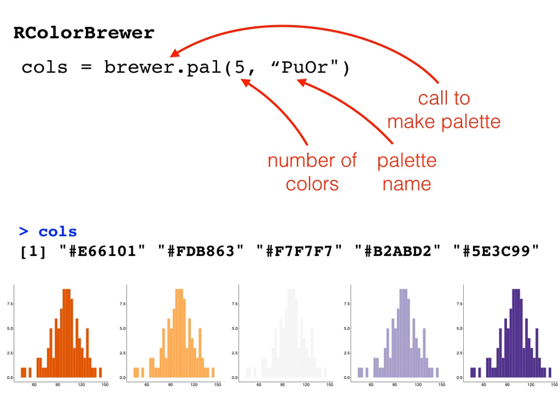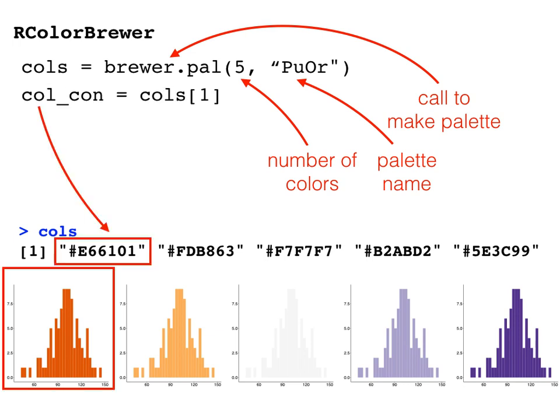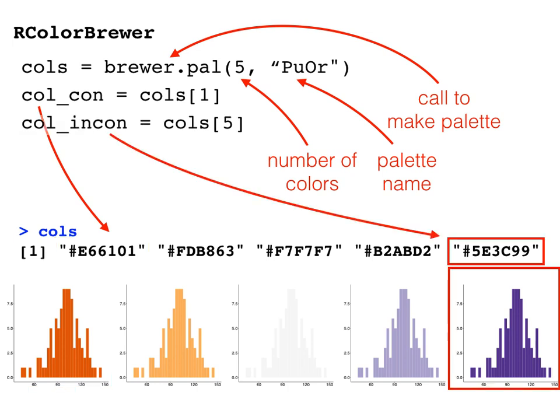Now I want to save my 2 specific colors. First, I'll save the dark orange as my color for congruent trials. By saving the first element of calls, I save that first hex code that corresponds to the dark orange. Similarly, to save the dark purple for my incongruent trials, I'll save the 5th element of calls. Pause the video now and continue with the lab.